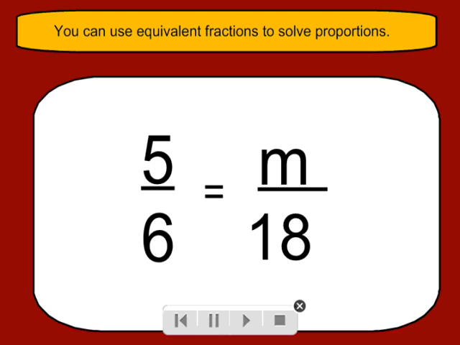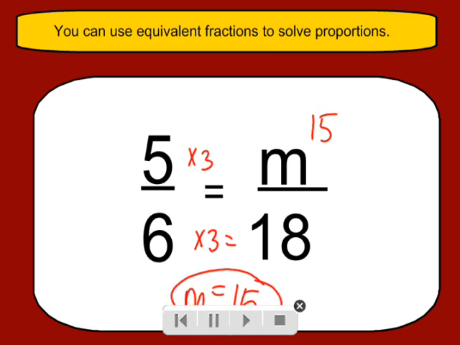Now, one way that you can solve proportions with missing terms, and sometimes the easiest method, is to just use equivalent fractions. For example, in this example, 6 times 3 would be 18. So if you do 5 times 3, it's 15. So the missing term would be 15. And that can be a lot easier than cross-multiplying the means and extremes.